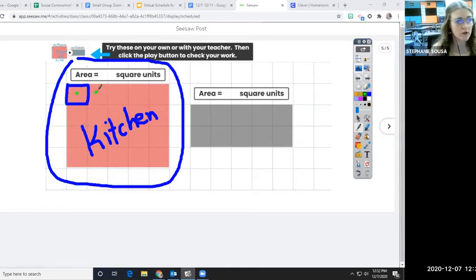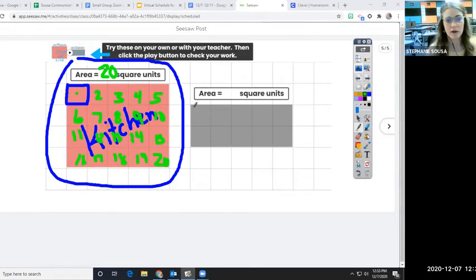1 square, 2 squares, 3 squares, 4 squares, 5 squares, 6, 7, 8, 9, 10, 11, 12, 13, 14, 15, 16, 17, 18, 19, 20. Woo, that took a longer time. This has an area of 20 square units. So if I were going to rent this apartment, my kitchen would be 20 square feet, okay?